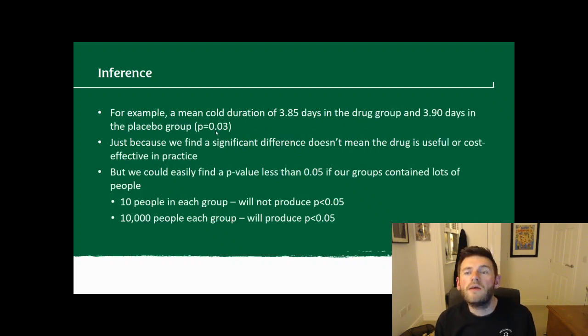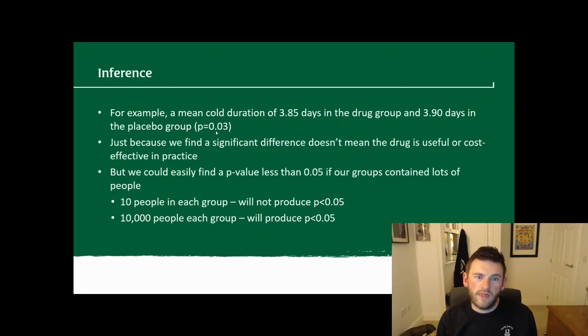For example, in our drug test RCT, we found that a mean cold duration lasted 3.85 days in the drug group and 3.9 days in the placebo group. We ran our stats model, probably in this example what we call a t-test, a relatively straightforward basic stats model, and it gave us a p-value of 0.03. So that fell below the p-value cutoff point of 0.05. So we felt confident to say that we could reject the null hypothesis, that nothing was going on here.